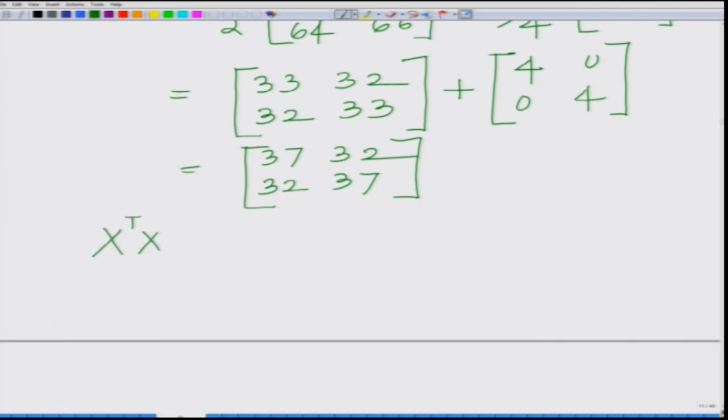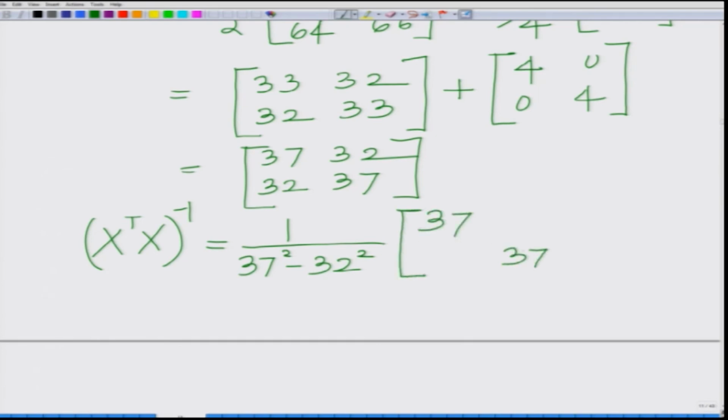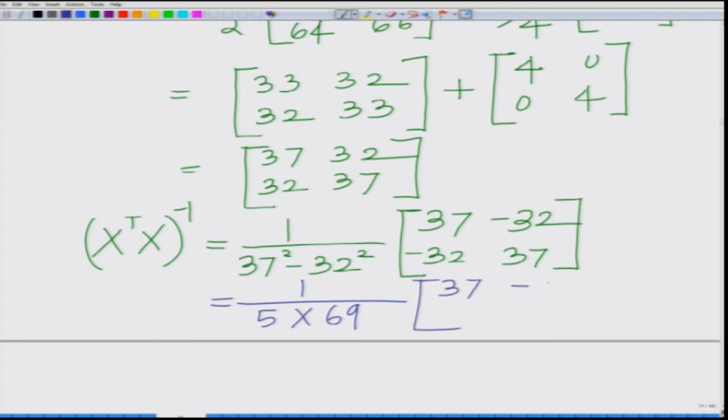The inverse of this matrix is 1 over the determinant, since this is a 2 cross 2 matrix, that is 1 over 37 square minus 32 square, times, switch the diagonal elements, 37, 37 because both are the same, and negate the off-diagonal elements, minus 32, minus 32. This becomes 1 over 37 minus 32 square, that is 37 minus 32, that is 5, times 37 plus 32, that is 69, times 37 minus 32, minus 32 37.